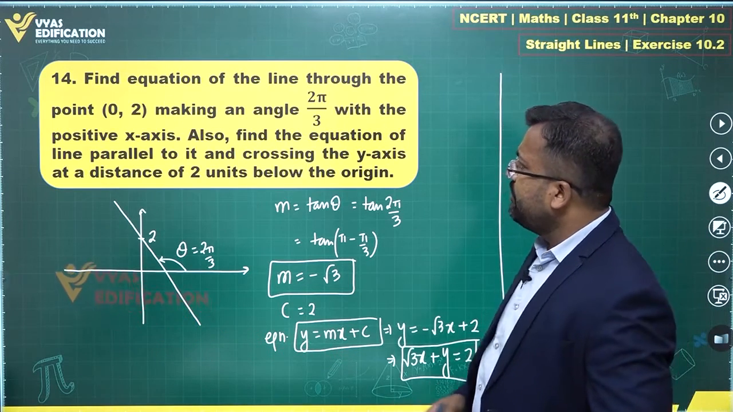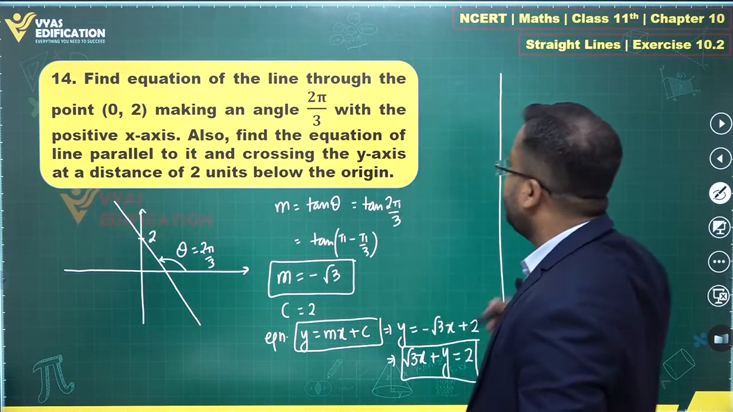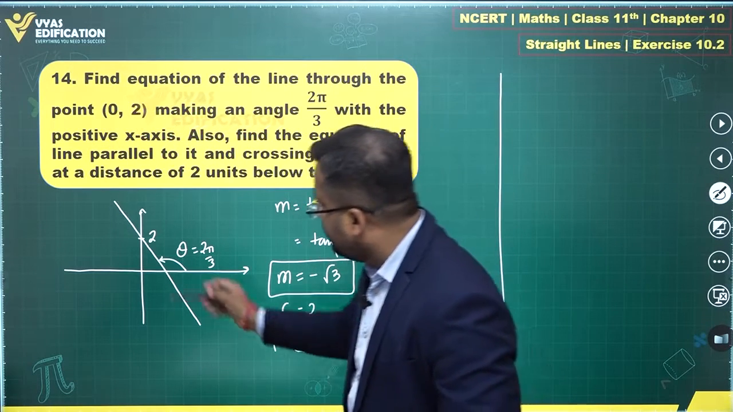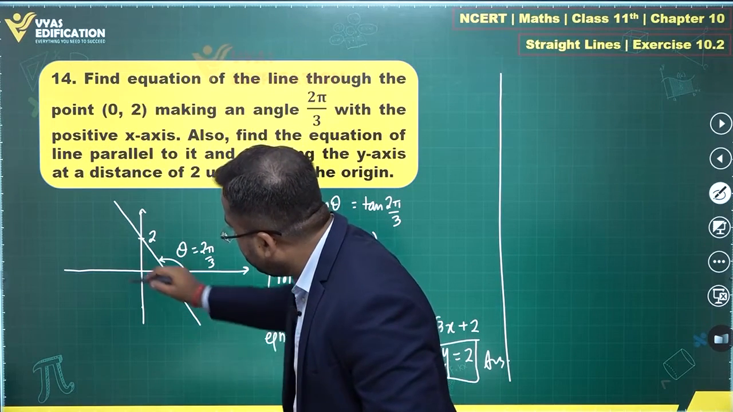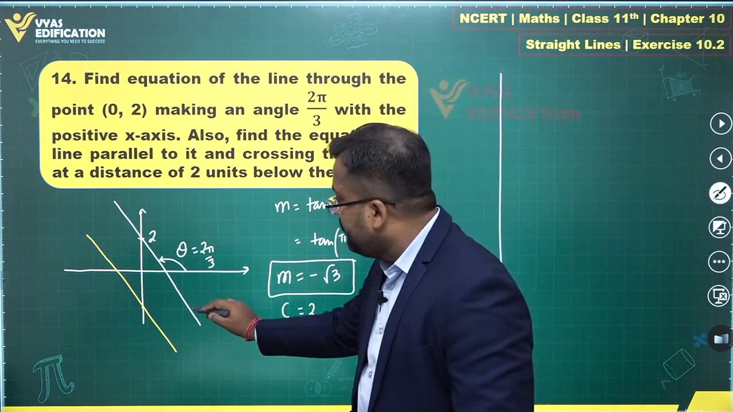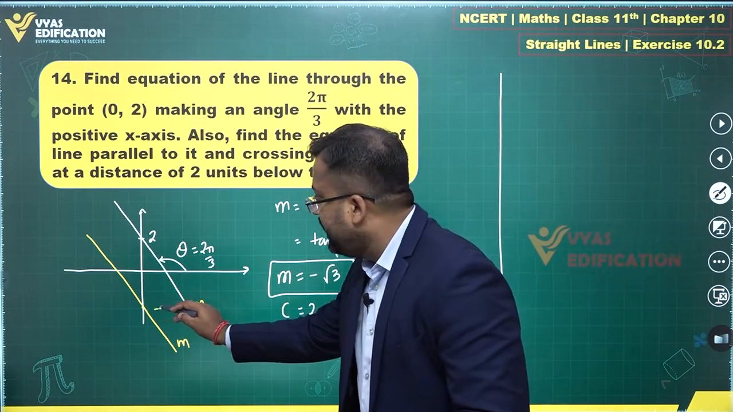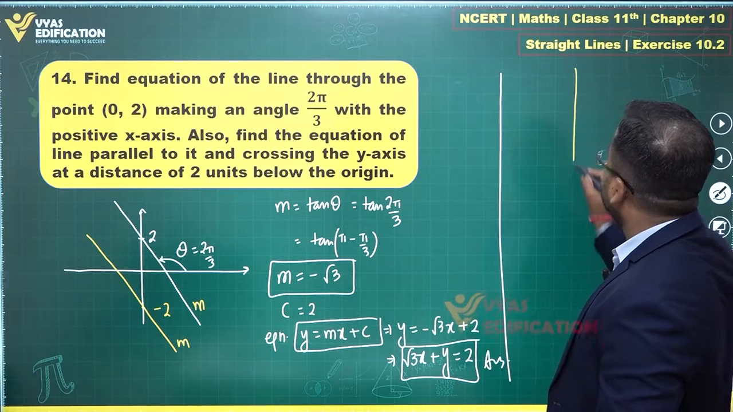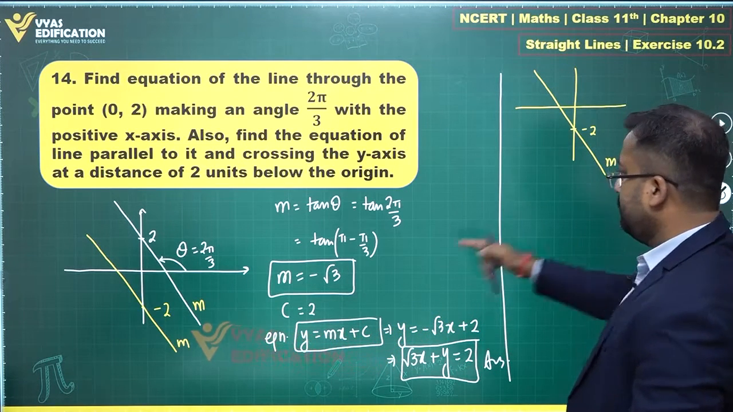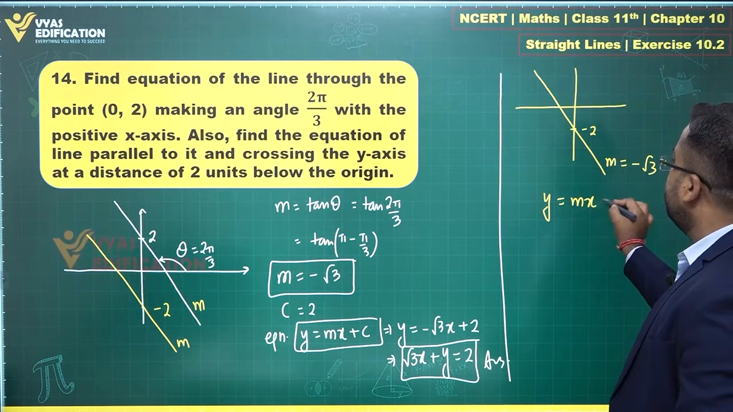What about the second part? Also find the equation of the line parallel to it. There is a line parallel to it crossing the y-axis at a distance of 2 units below the origin. 2 units below the origin will be this point, and a parallel line will look like this. The slope will be the same. If this is m, this is also m, and this point is minus 2. So for this line, having y-intercept minus 2 and m the same, minus root 3, the equation will be y is equal to mx plus c.